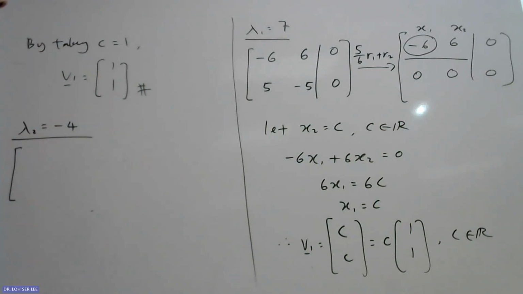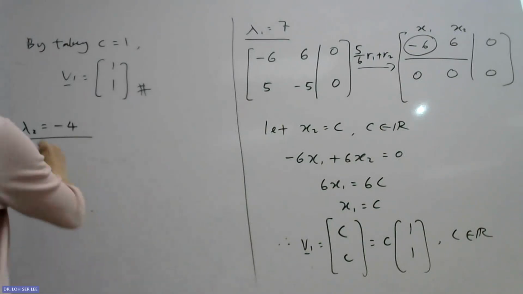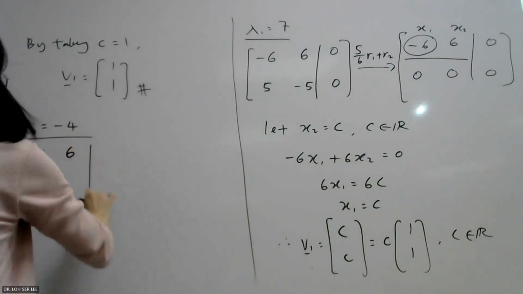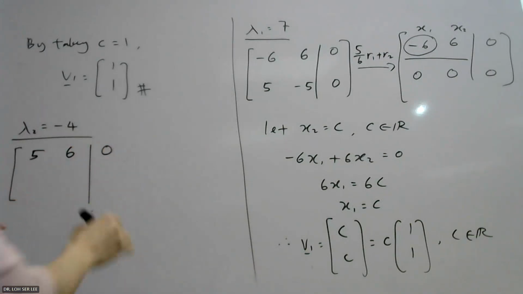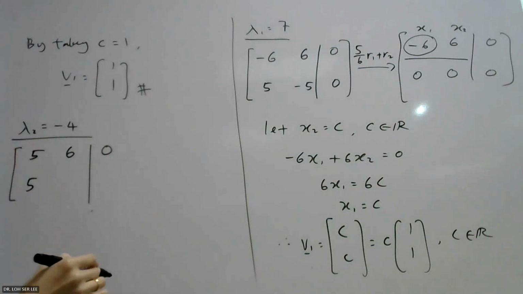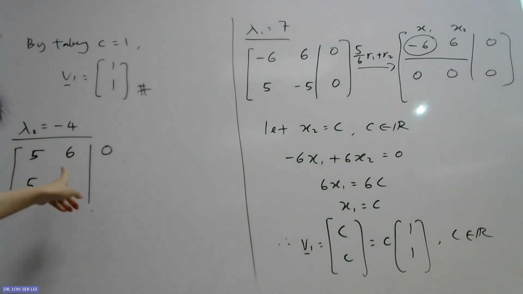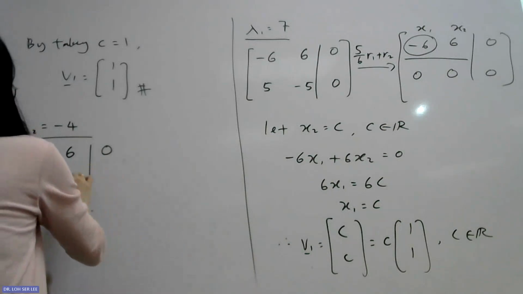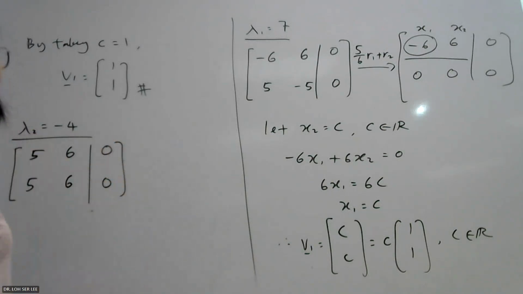Just now you have 1 minus lambda. So 1 minus -4, you get a 5, and then 6. Then 2 minus -4, that's 2 plus 4, get a 6. Substitute into the A minus lambda I.